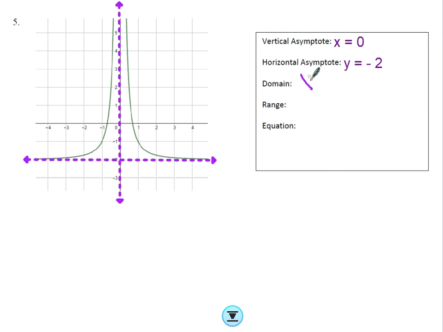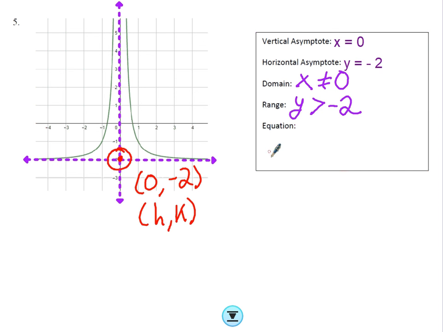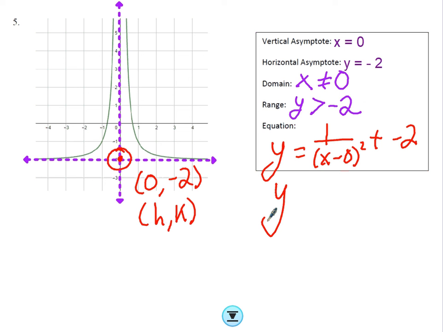So the domain here will still be x does not equal 0, but the range will be y is greater than negative 2. This does not affect the equation. So for the equation, we are going to find the point where my horizontal and vertical asymptotes intersect. That's 0, negative 2, which is my hk. So y equals 1 over x minus 0 squared plus negative 2. When I simplify, I get 1 over x squared minus 2.